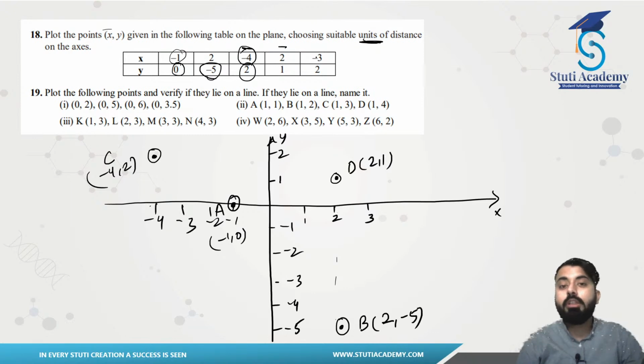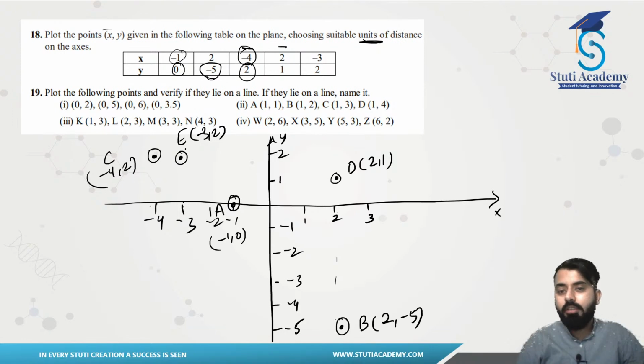And lastly you have 3 units on the left hand side and 2 units vertically up. So that should be the point right here, which is, let's say, point E whose coordinates are minus 3 comma 2. So I hope you understand this. These are the points that have been plotted on your graph.